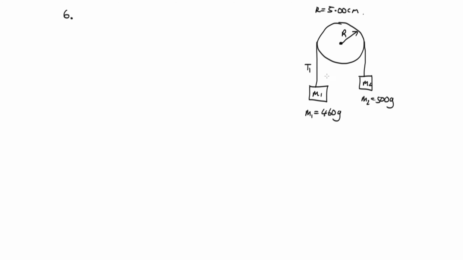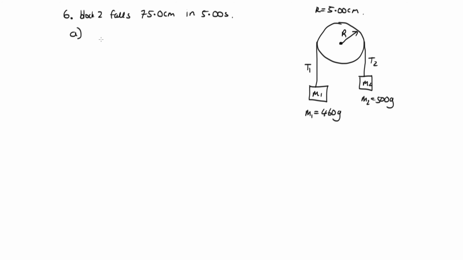And then these have different tensions in the string. So in this string, we've got tension T1. In this string here, we've got tension T2. We're told that it's released from rest and that block 2 falls 75 centimeters in 5 seconds.